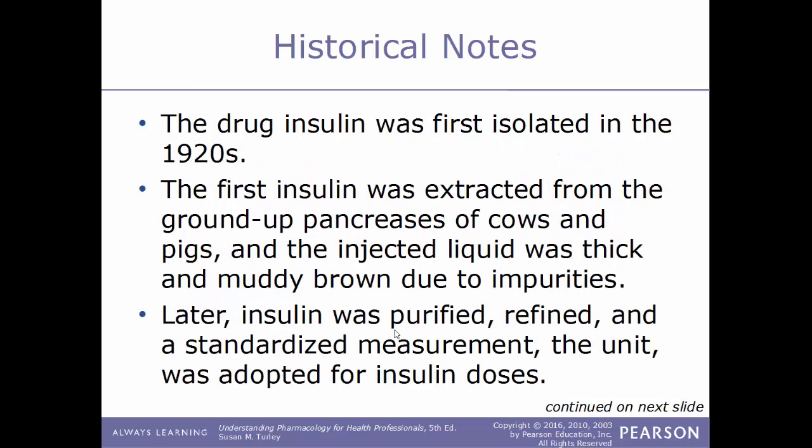Now, the drug insulin was first isolated in the 1920s, and the first insulin was extracted from ground-up pancreases of cows and pigs, and the injected liquid was thick and a muddy brown due to various impurities. Later on, insulin was purified and refined, and a standardized measurement, known as the unit, was adopted for insulin doses.